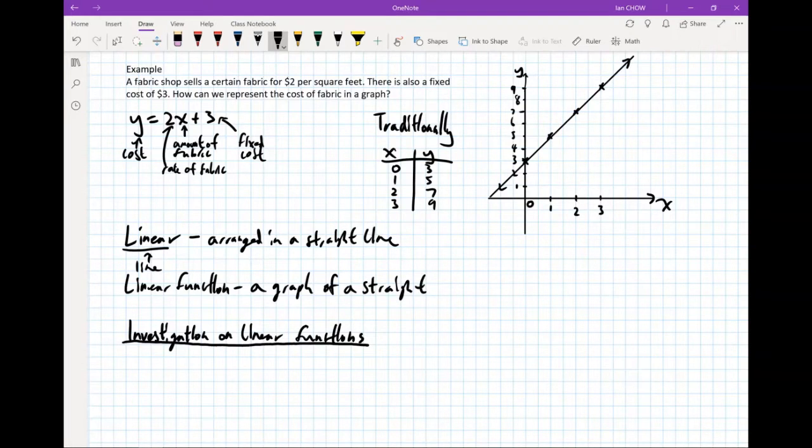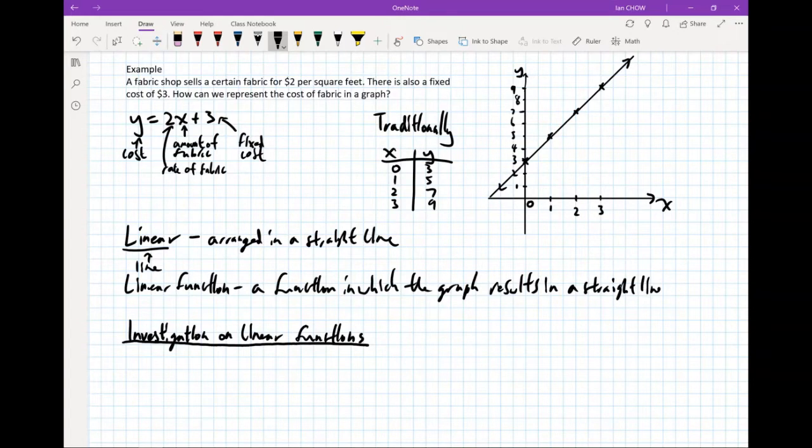Or I should say, a function in which the graph would result in a straight line. Let me just put it in a better way. It is a function in which the graph results in a straight line. If we look at the above example, y equals 2x plus 3, that is a linear function because the graph is exactly a straight line. It doesn't bend, it doesn't curve, and so on. So that will be a linear function.